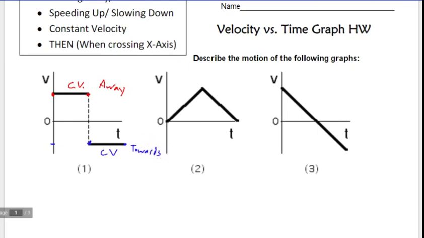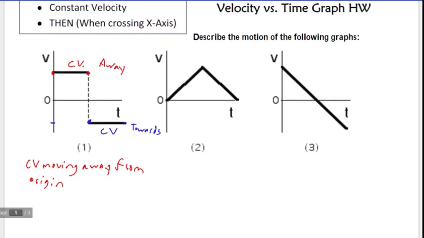So if we put all that together, it should look something like this. Constant velocity moving away from the origin. Then I'm going to add the word then here because I'm crossing the x-axis, and also it's a different change in motion. I'm going to say then I move towards the origin at a constant velocity.